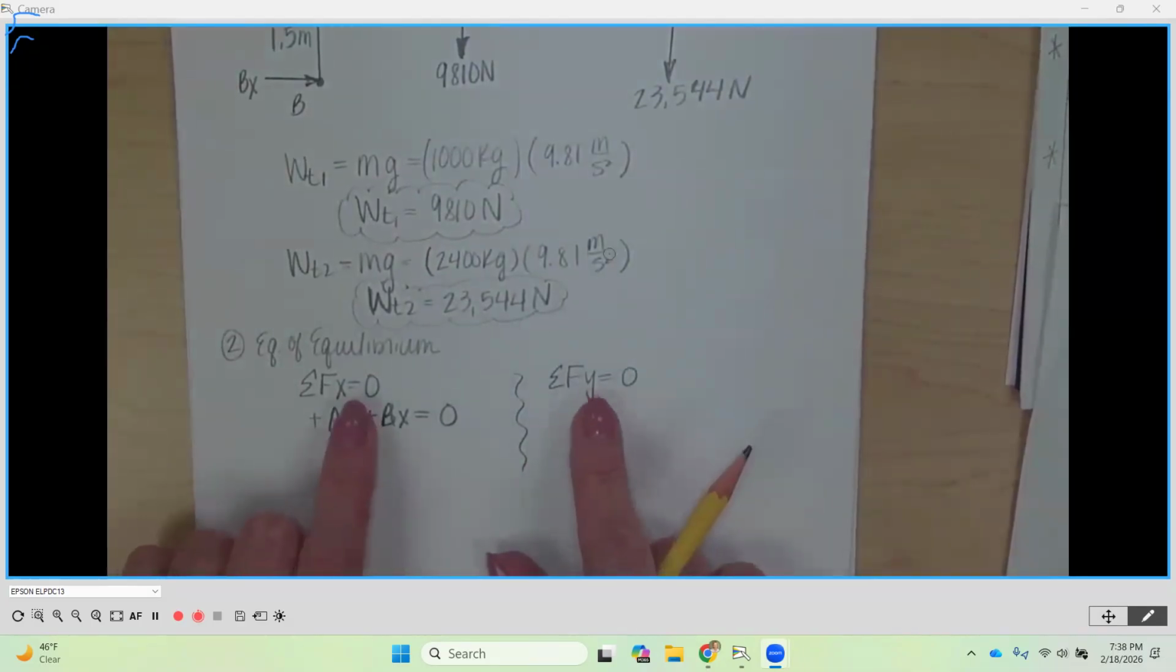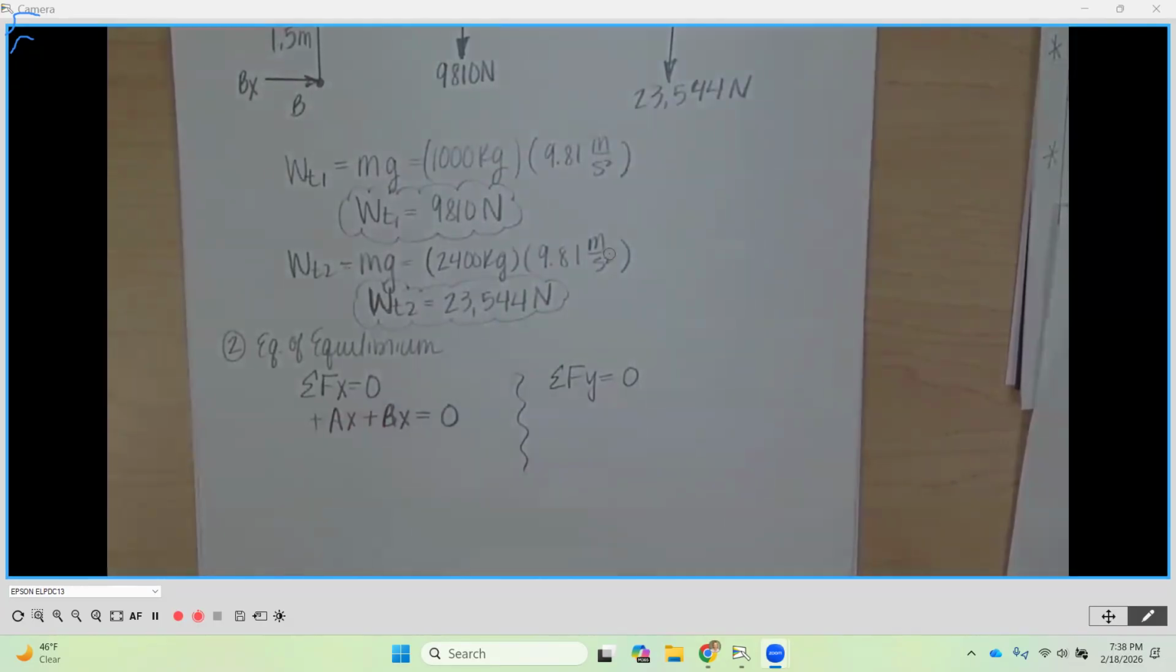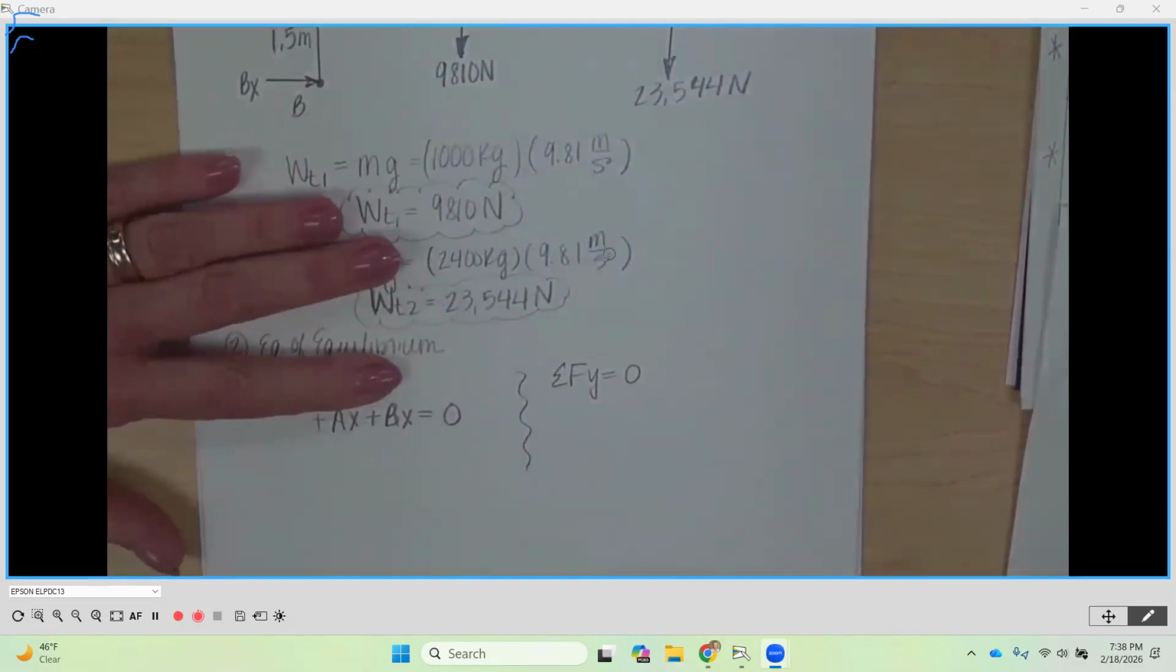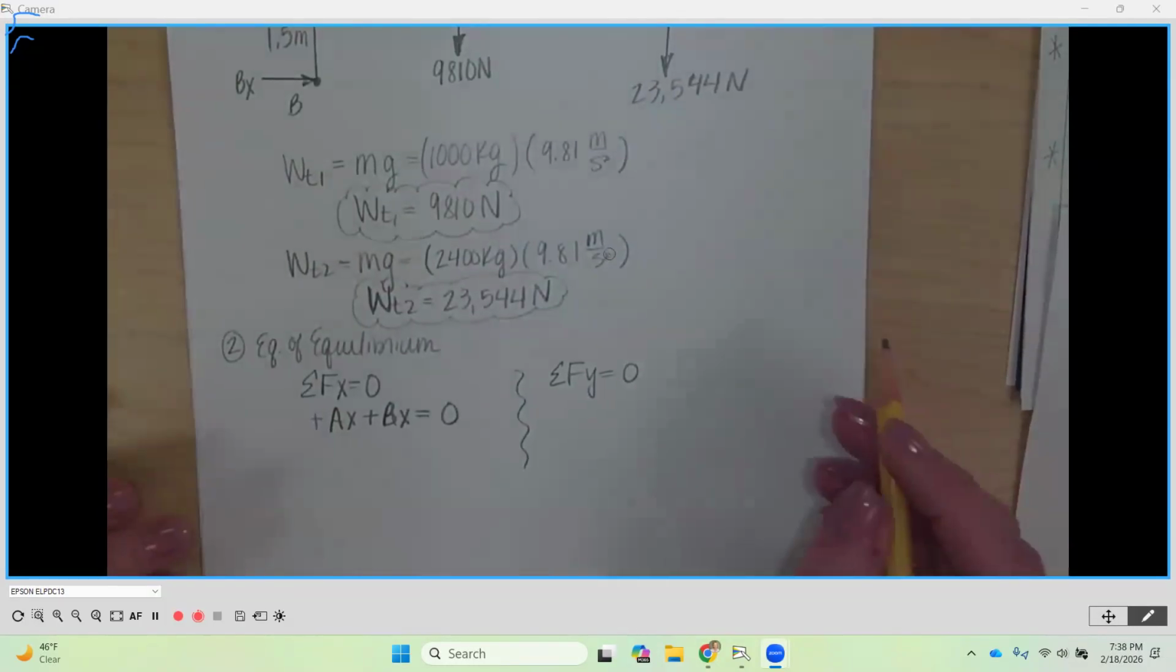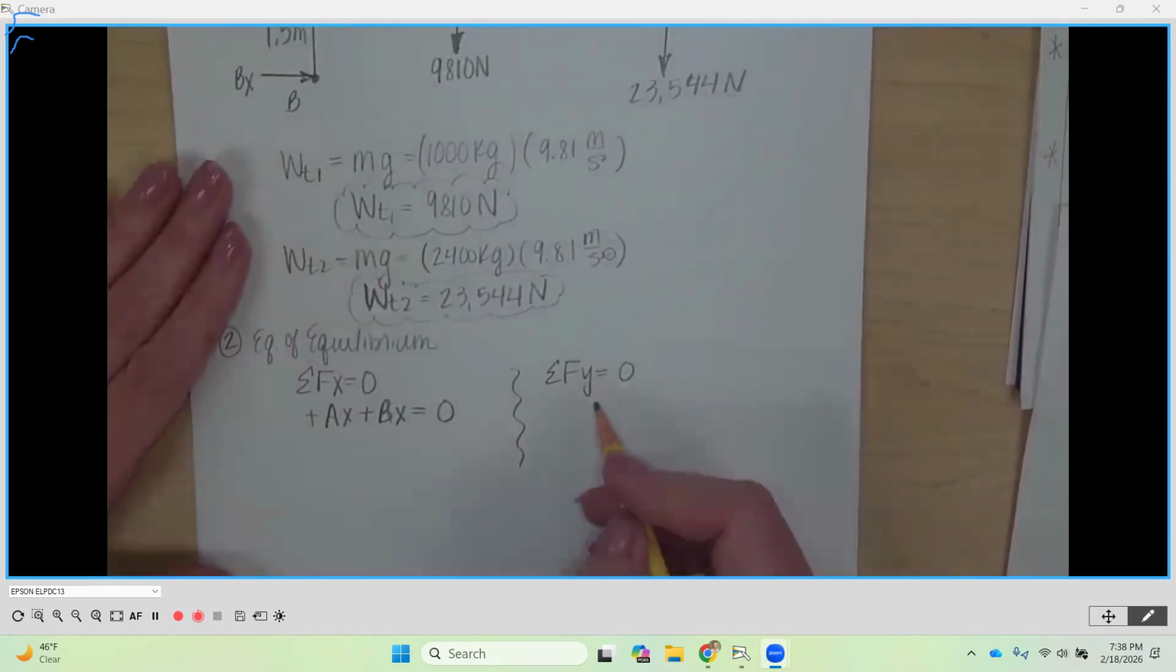Remember, I'm always telling myself, or Kelly, if you're writing it for me, what you're going to do. So you have to tell me sum the forces in the y equals 0 and then do it. Sum the forces in the x equals 0 and then do it. I don't want to all of a sudden see ax plus bx is equal to 0. What were you doing? Let me know. Equation in variable form first.